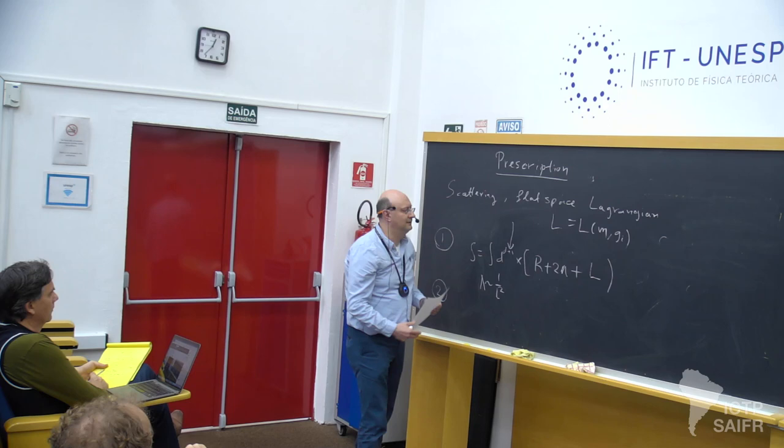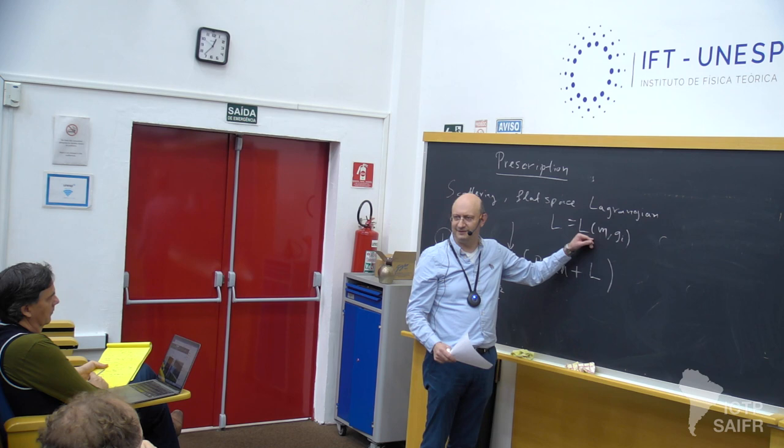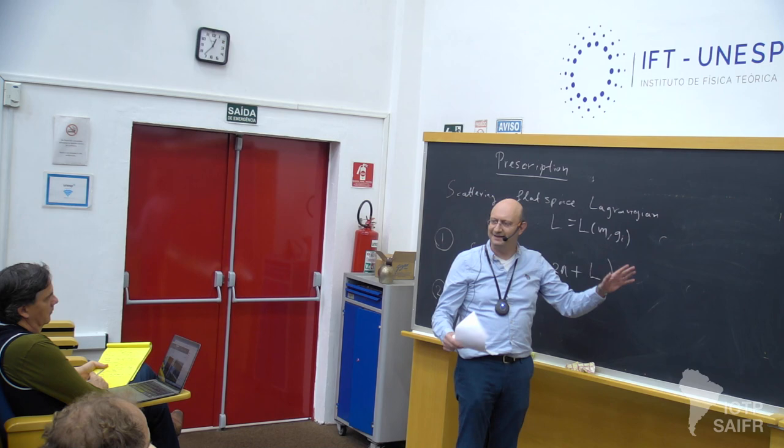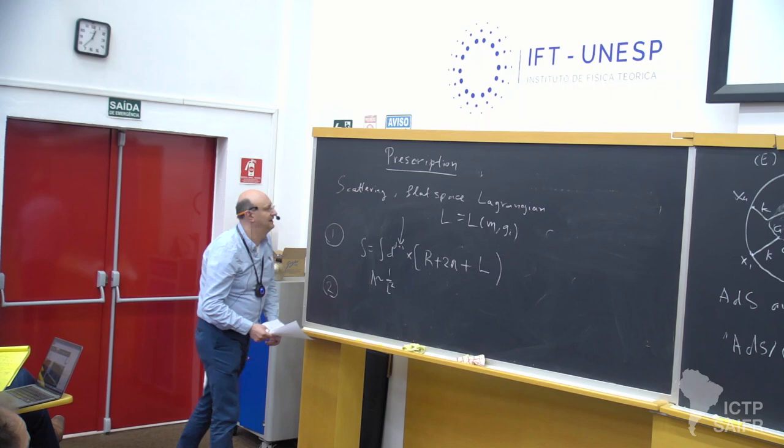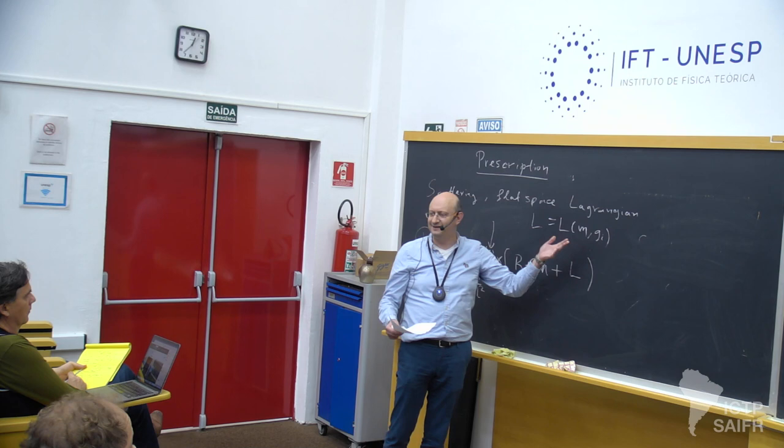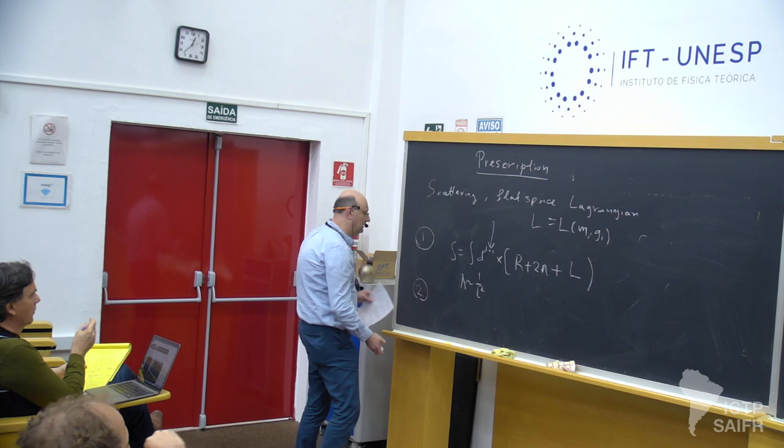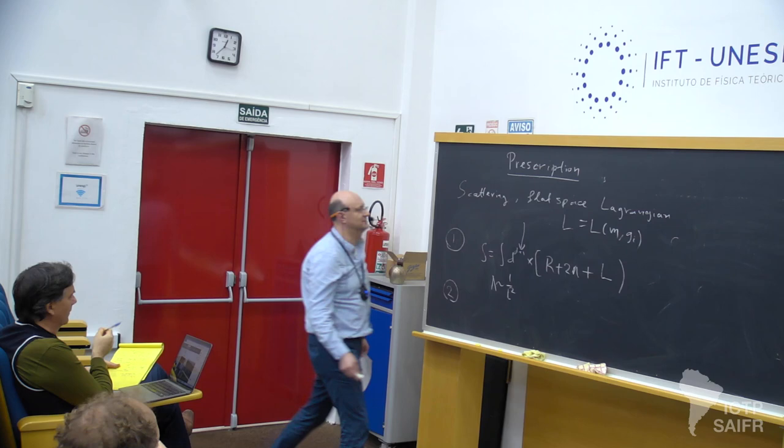Well, if I only want to discuss the scattering that does not involve gravitons, then I would take it at a fixed background. If I want to discuss scattering of gravitons, then I will also include the fluctuations of the graviton. This action could have included R. So I could also discuss, let's say, scattering of gravitons in flat space, and then try to get the answer from AdS. This is D plus one.